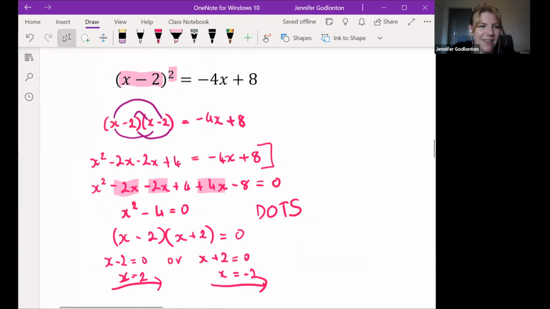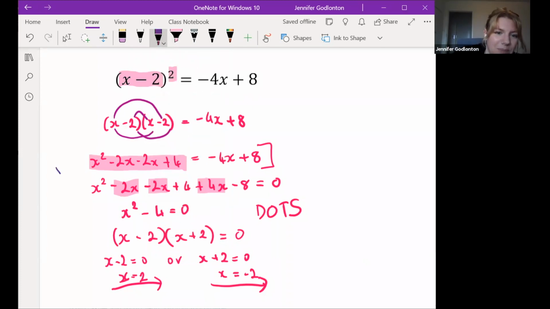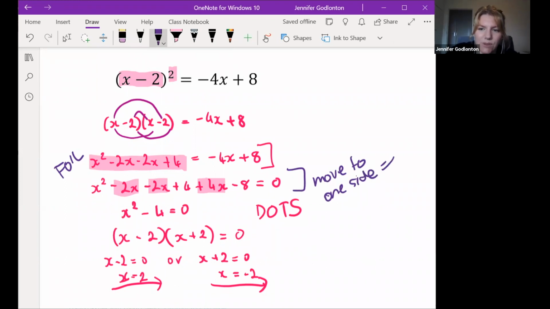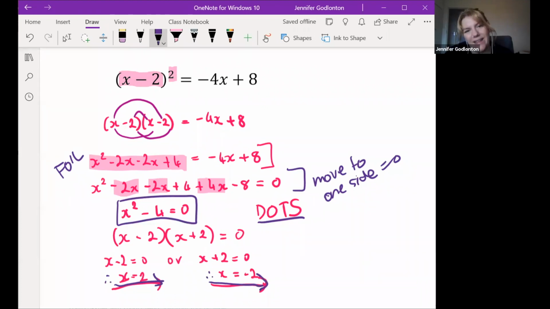Excellent. Okay, so there was a lot going on here. First thing is we had to write those brackets out twice. Then all we did in this step over here, that's your FOIL step. Oh, you got it right. Nice job. Then all we did over here is we moved it all onto one side, and make it equal to 0. Then we factorized. And in order to factorize over here, we did dots. So we got x minus 2, x plus 2. And we land up with our two answers of x equals 2 and x equals negative 2.